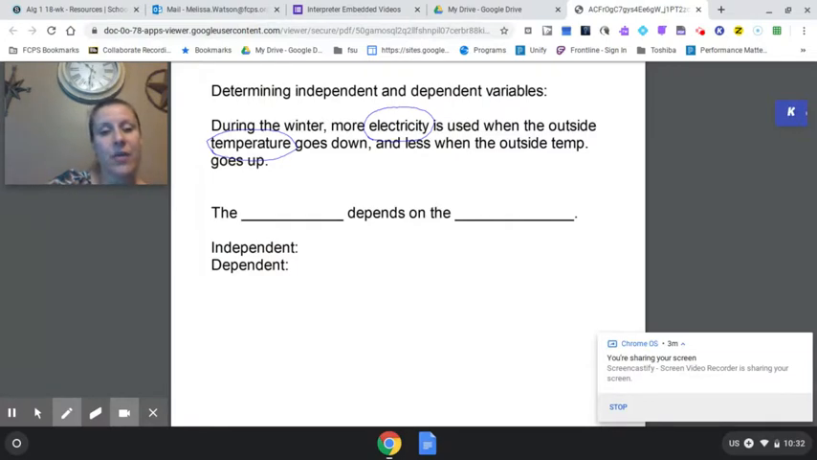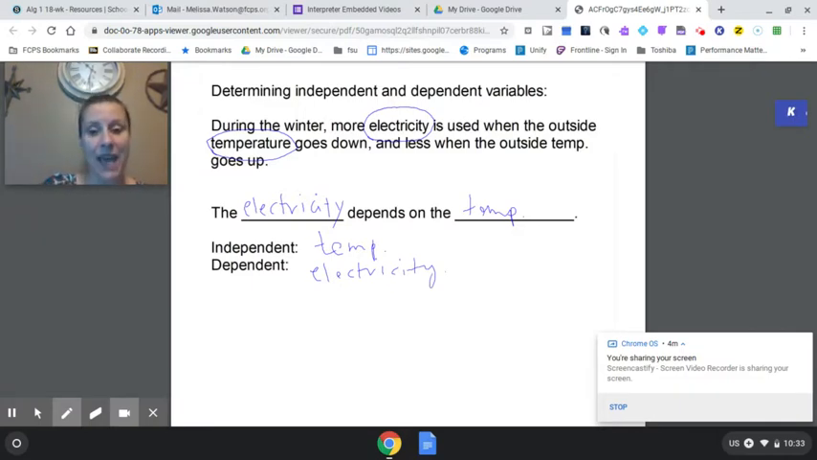So in this scenario, the electricity usage depends on the temperature outside. So that means the independent variable is the temperature, and the electricity usage is the dependent, because the electricity usage depends on the temperature outside. So again, that's the dependent variable.